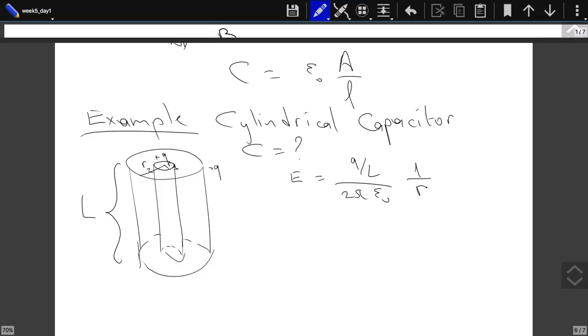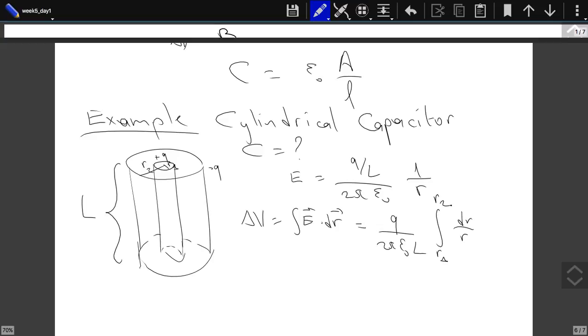Outside, the electric field will be 0. Inside, again, the electric field will be 0. Then the next thing, potential difference. This is nothing but the integral of E dot dr. Along the path, I can just imagine going along a radial line from the inner conductor to the outer conductor. So this will be equal to Q over 2 pi epsilon 0 L times the integral of dr over R from R1 to R2. This is my delta V.